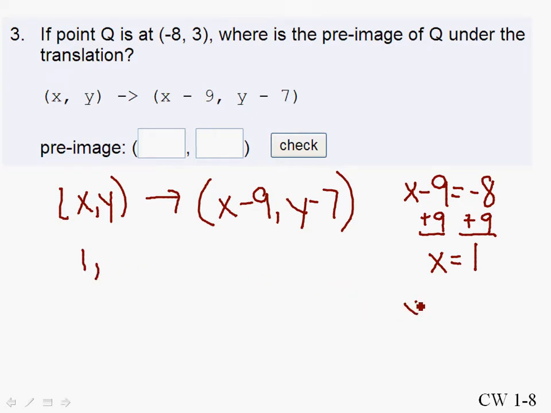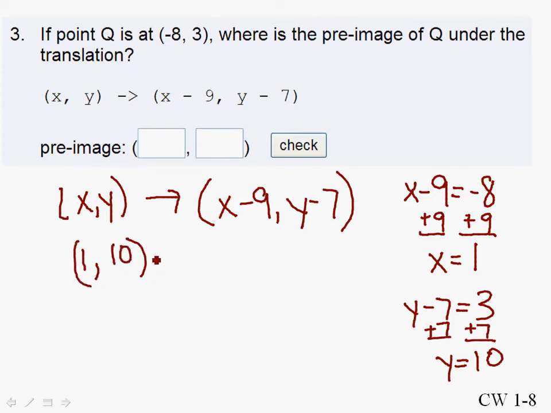Our y value, y minus 7, came out to be 3. So if we add 7 to both sides, y started out as 10. Okay, and I'm going to double check myself. If I took 1 minus 9, that would give me -8. If I did 10 minus 7, that would give me 3. So my pre-image, which is the first one, was 1, 10. Take a moment to try number 3.